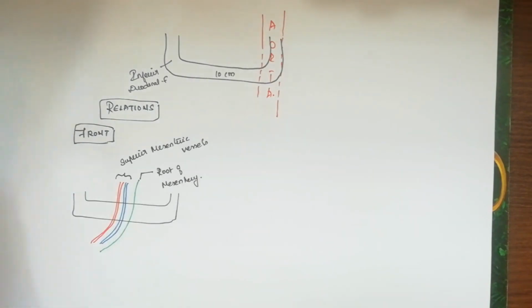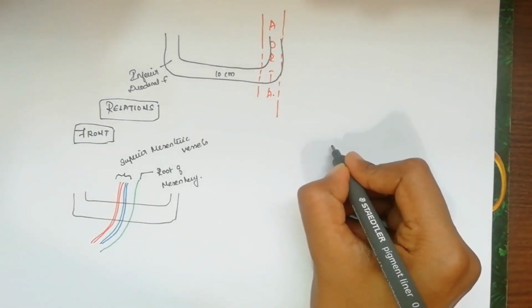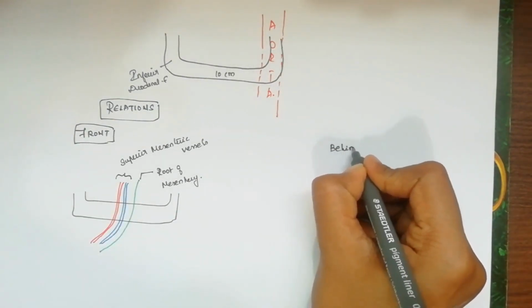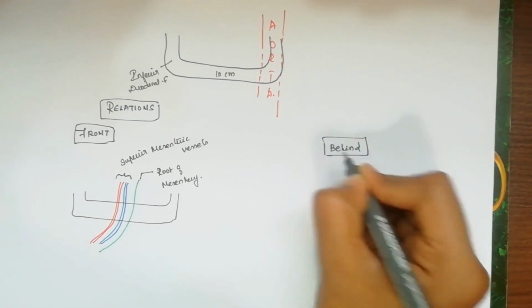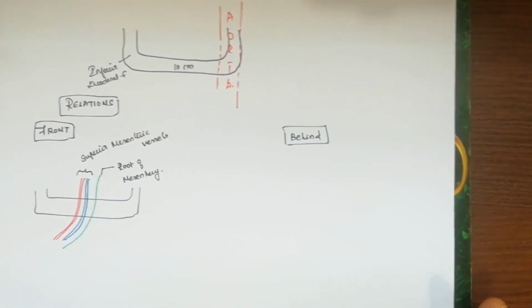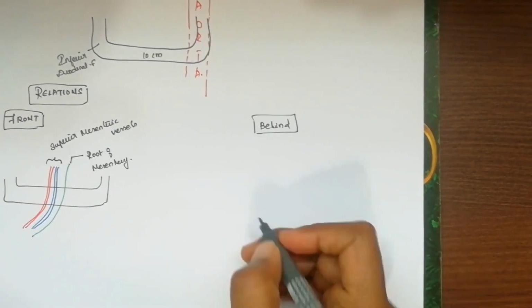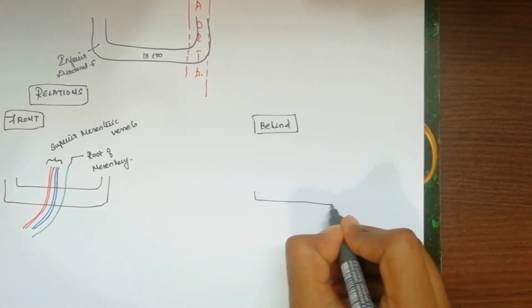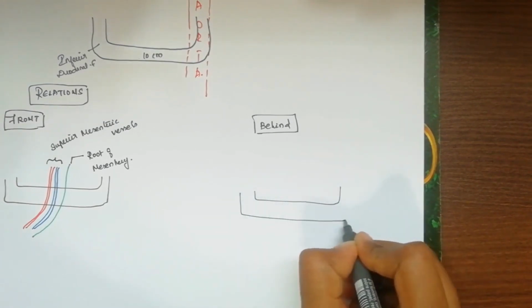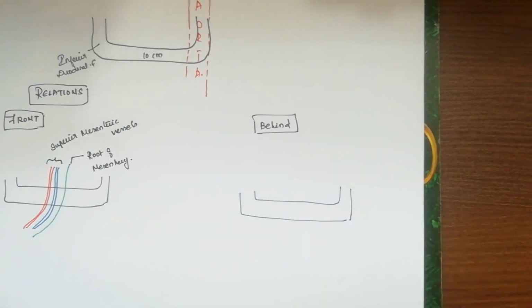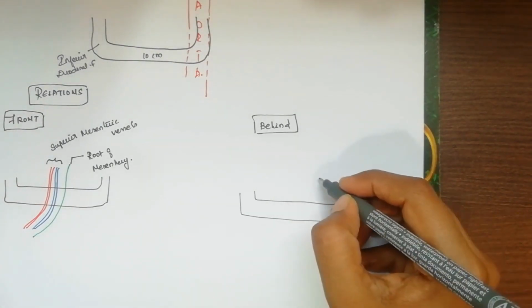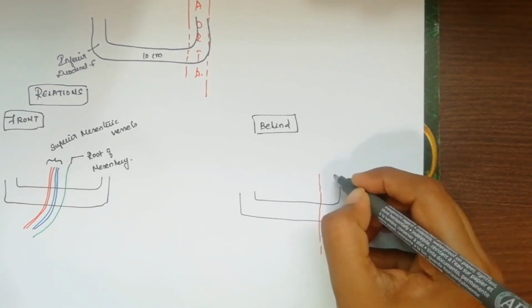Now we will move on to relation of posterior aspect. So behind relation we are going to see. Behind the third part we have got again some important structures related. So third part posterior aspect we have got two tubes, such as we have got aorta, as we already know.